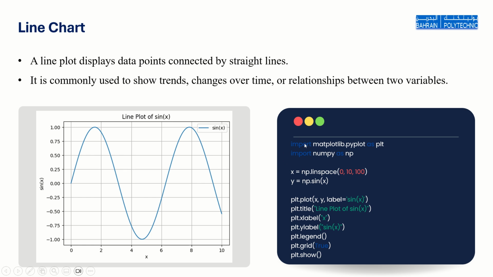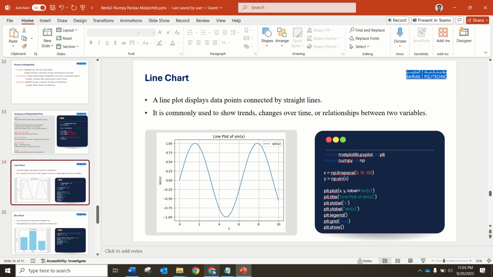So here, for the sake of example, we are taking matplotlib.pyplot as plt and numpy also, because we want some numbers to be plotted. So we are taking the numbers from 0 to 10, exclusive of it, and we need the steps to be 100, and we are applying the sine value onto the x. The title is the line plot for sin x, plt xlabel is x and ylabel is sin x, and we have a legend, and we want the background grid lines to be true, and plt.show.